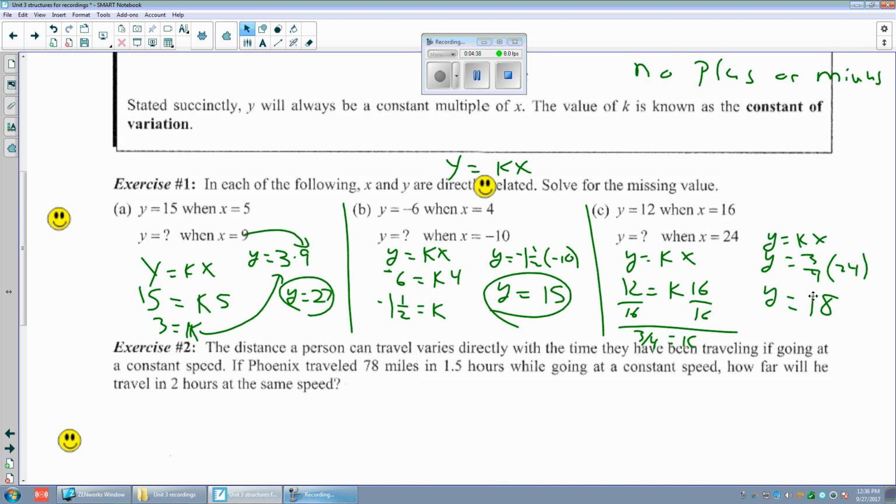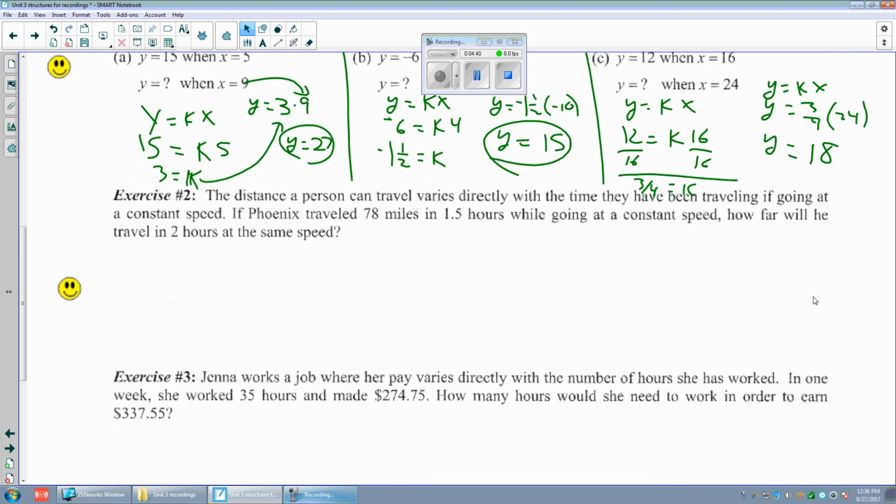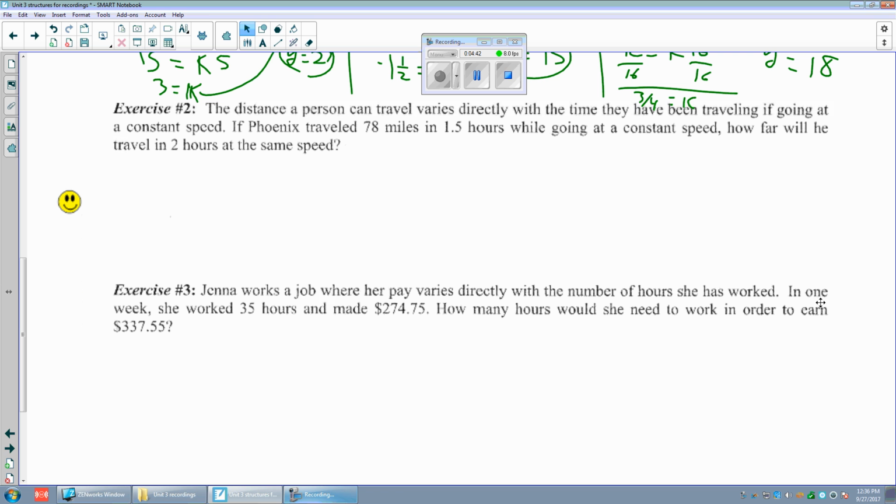The distance a person can travel varies directly with the time they have been traveling. Does that make sense? The distance a person travels varies directly with the time they've been traveling, if going at a constant speed. If Phoenix traveled 78 miles in 1.5 hours while going at a constant speed, how far will he travel in 2 hours at the same speed?